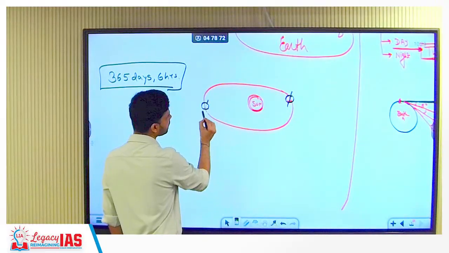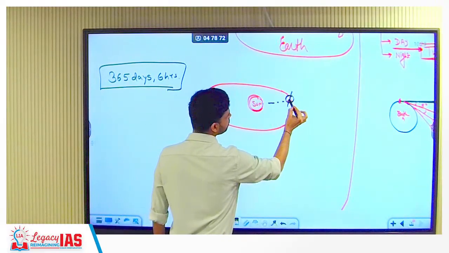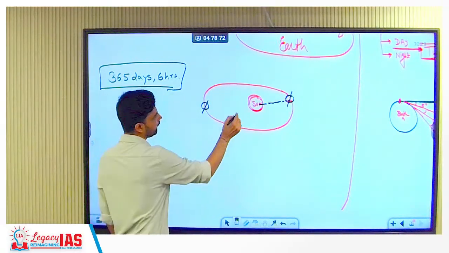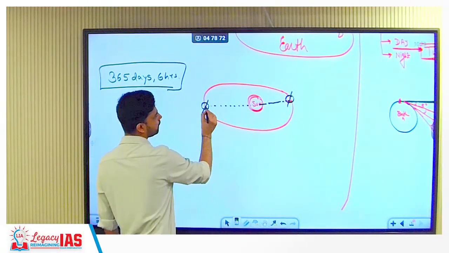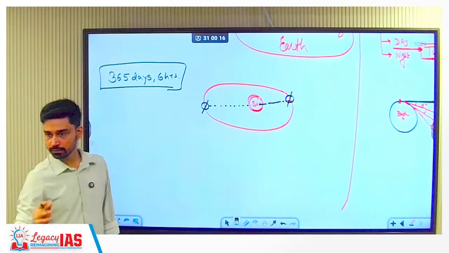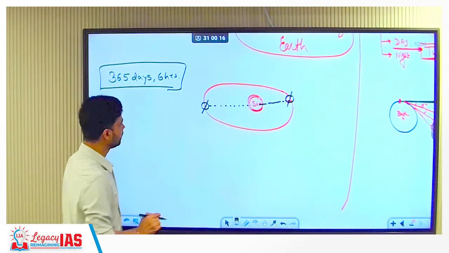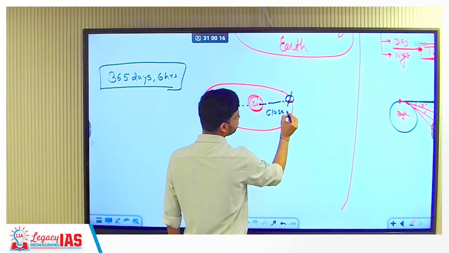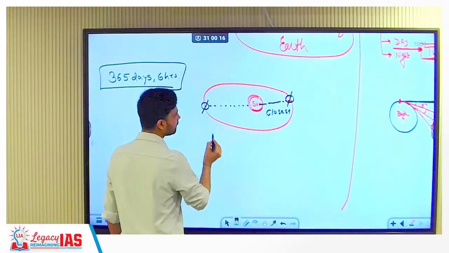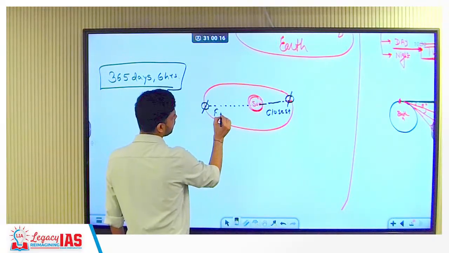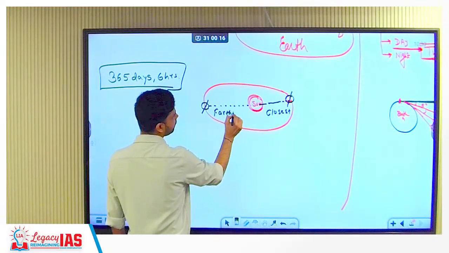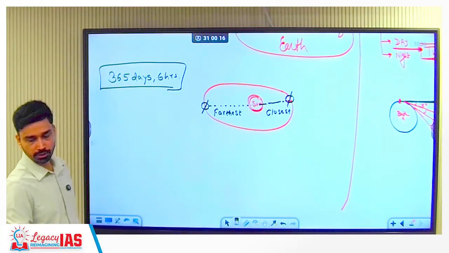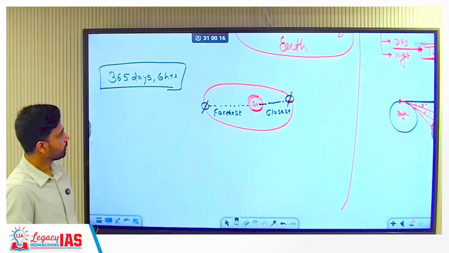Now during its journey, what happens? A time comes when the Earth becomes closest or nearest to the Sun in the entire journey, and at one point the Earth becomes farthest from the Sun itself. So in this case, let us imagine this is the closest. At this place, the Earth and Sun are at closest distance, and at this particular place the Earth and Sun are at farthest distance from each other.